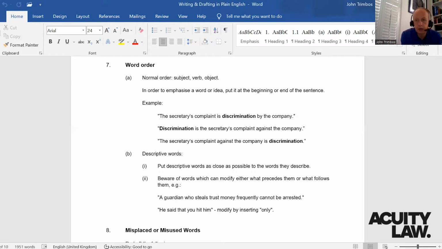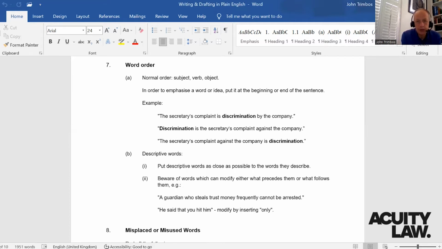Now, my surname, Trimbos, is actually Dutch. My father was a Dutchman who emigrated to this country from Holland. And Dutch is a very strict Germanic language, and you really can't mess around with Dutch terribly much. You can't play around with Dutch word order or it's ungrammatical Dutch. English is very different. It's much more fluid, and this can be good, and it can be a bit tricky as well.